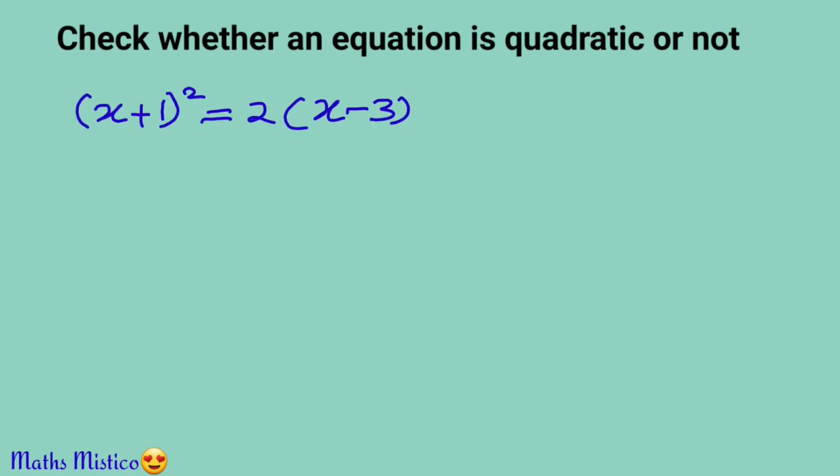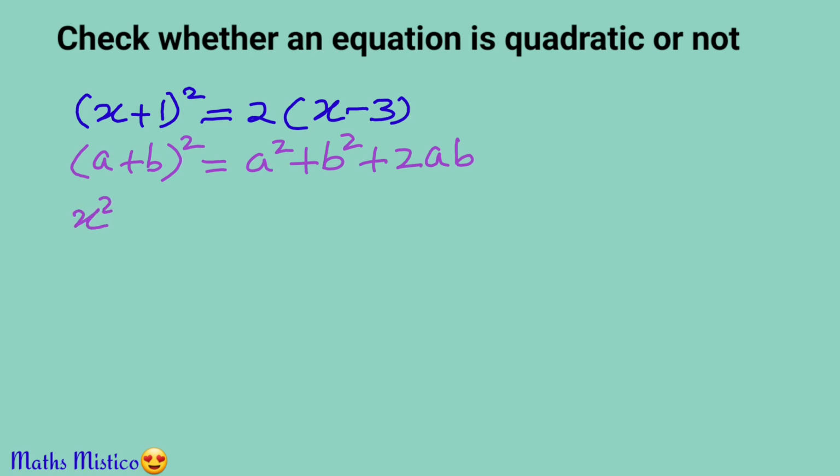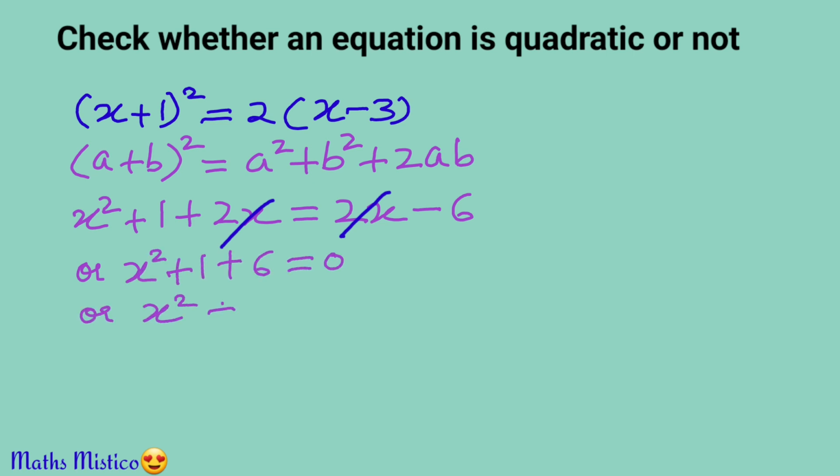Let's take another example. Remember that in a standard form there are no brackets, so we must simplify the brackets first. So by using the identity a plus b whole square equal to a square plus b square plus 2ab, we get x square plus 1 plus 2x equal to 2x minus 6. As 2x is added on both the sides, we may cancel it, and so we are left with x square plus 1 plus 6 equal to 0, or x square plus 7 equal to 0. The degree here is 2, so it is a quadratic equation.